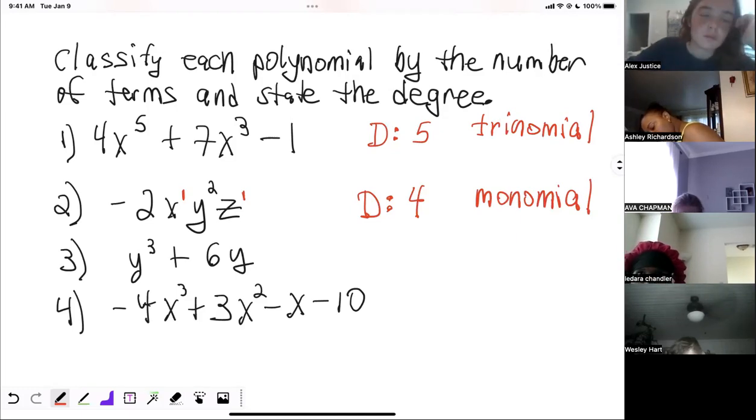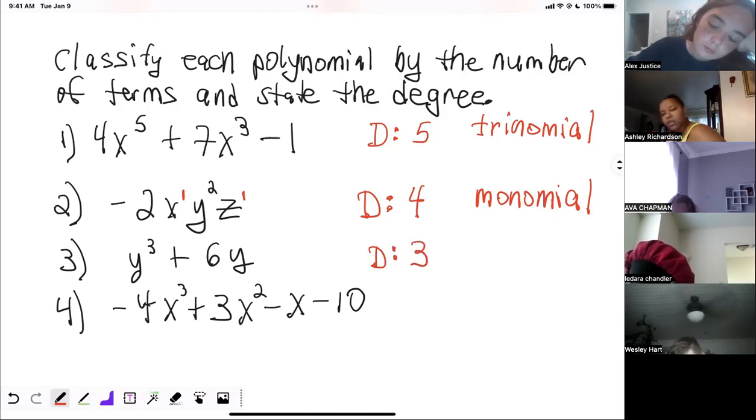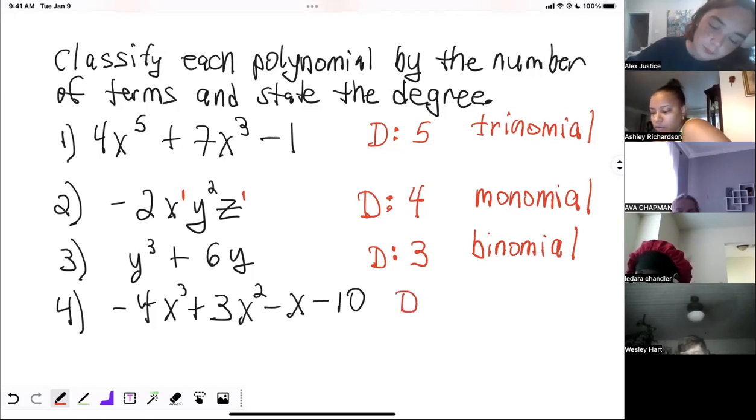Number 3, my degree is 3. Now, just a caution warning. I have these in standard form. If they are not in standard form, you have to write them in standard form first. Don't just look in the front and say it's degree of 3. I'll show you an example in a second. Now, it's 2 terms, so it's a binomial. And the last one is also a degree of 3, but it's 4 terms, so we call it a polynomial.